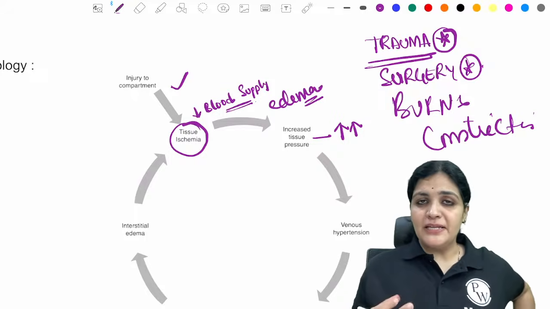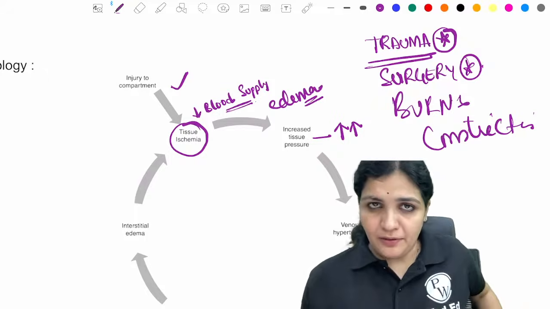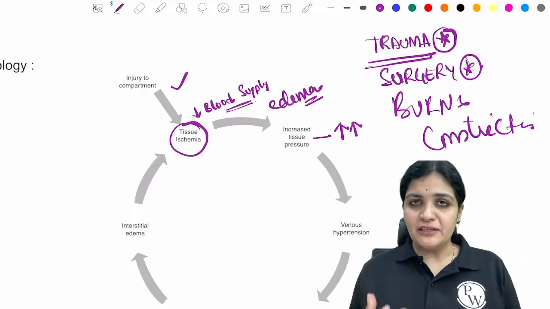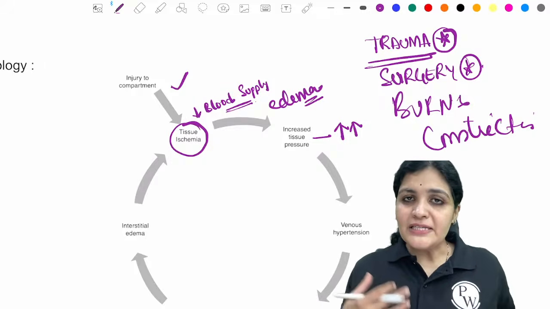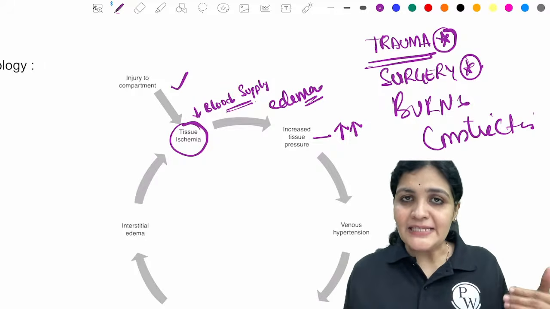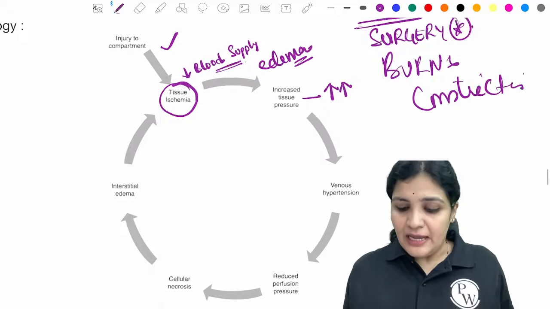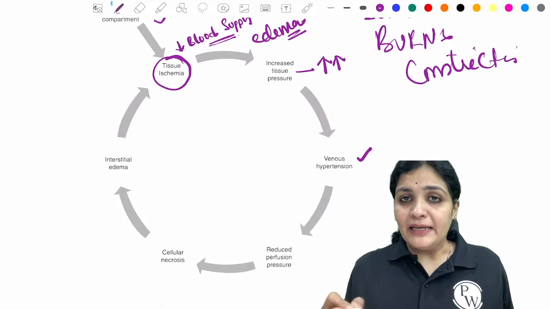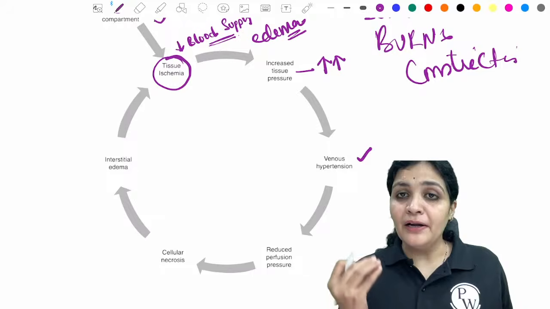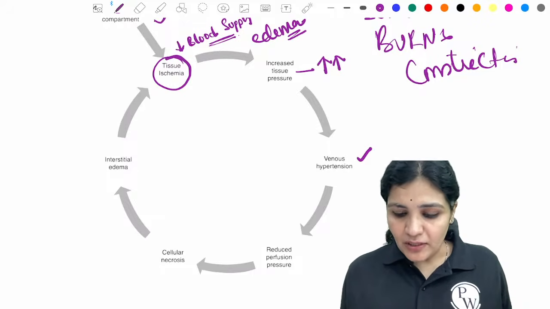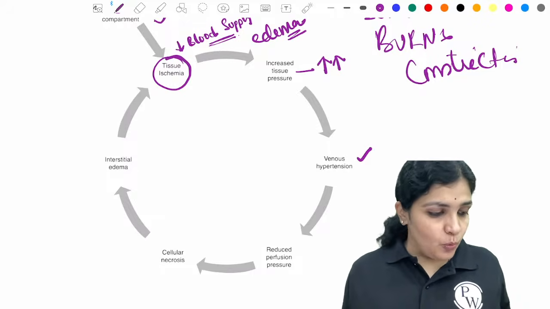Because of the decreased blood supply, what is the next thing? Inflammation, right? What is inflammation? Inflammation is nothing but fluid accumulation, so that is nothing but edema. Whenever there is an increase in the tissue pressure, again what will happen? There will be venous hypertension. So what is this venous hypertension?